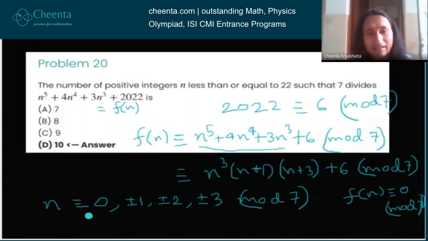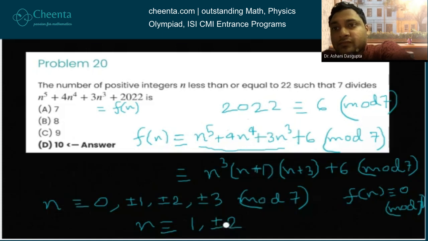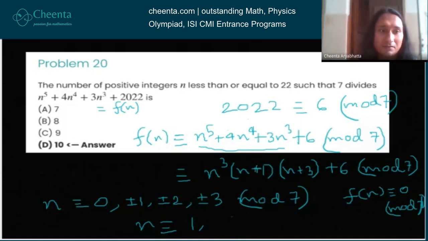Exactly. We put each n here, 0, plus minus 1, plus minus 2, plus minus 3, and we check which ones work. It's a somewhat long calculation, but you will see that the only ones that work are n congruent to 1 and plus minus 2. And minus 2 is actually 5. So it's 1, 2, 5.